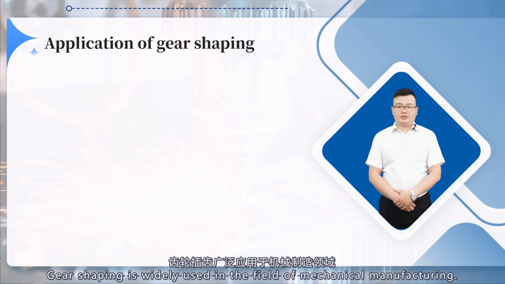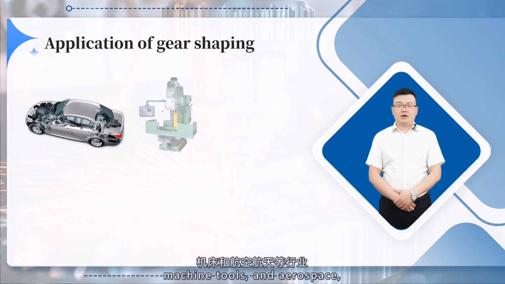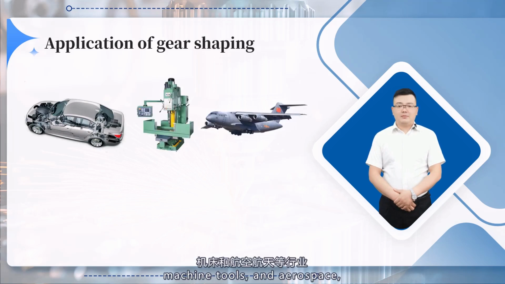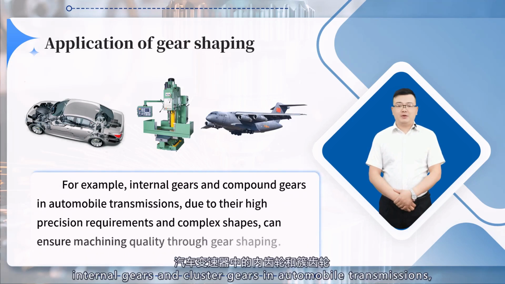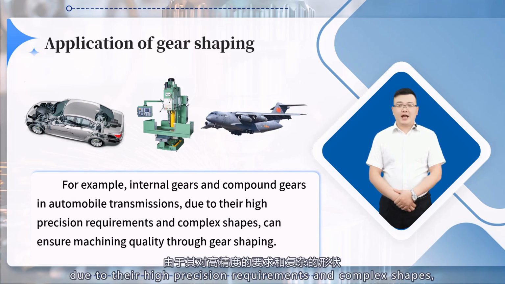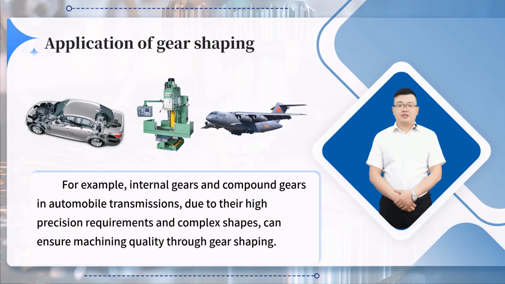Gear shaping is widely used in the field of mechanical manufacturing. In industries such as automotive, machine tools, and aerospace, many gear components are manufactured using gear shaping. For example, internal gears and cluster gears in automobile transmissions, due to their high precision requirements and complex shapes, are often produced through gear shaping to ensure machining quality.